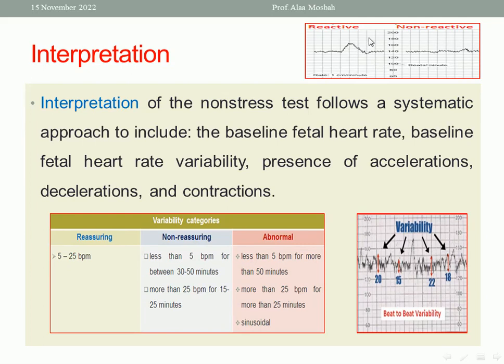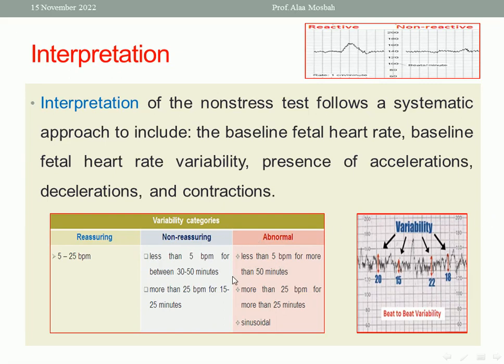Beat to beat variability, as in this picture, the red line, this is the beat to beat variability. Okay, this is very important. Presence of acceleration, as in this picture. Deceleration is a drop of the fetal heart rate of more than 15 beats per minute, lasting more than 15 seconds. Okay, and if there are any contractions.